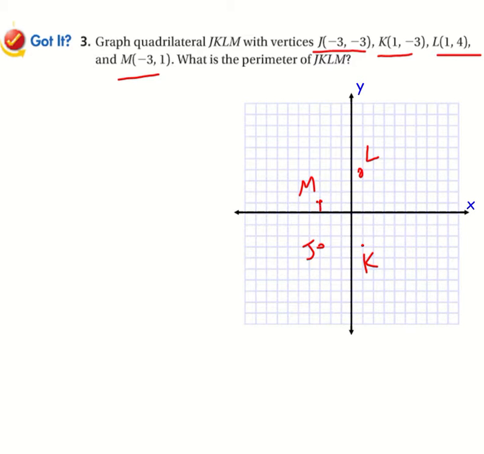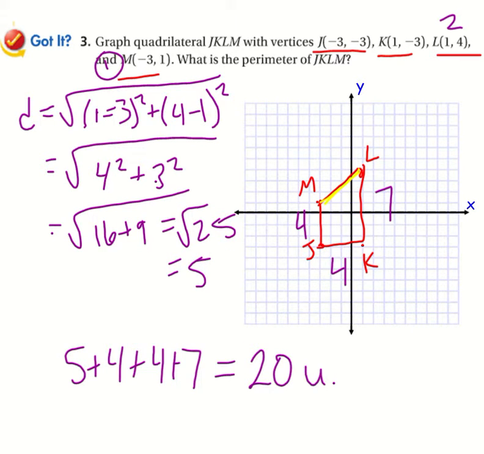Finding 3 of these sides is going to be pretty easy. It's the side LM that's going to be a struggle. You guys can do it, so pause the video. Alright, here's what I got. I got 20 units for the perimeter of this shape. If you didn't get that, pause, check, make sure that your answers agree with mine.